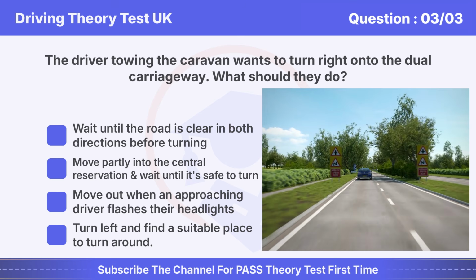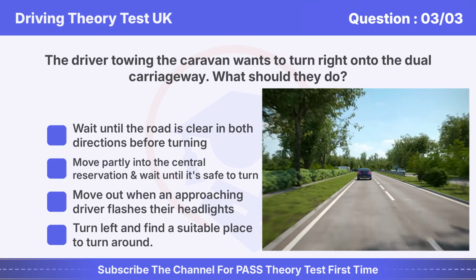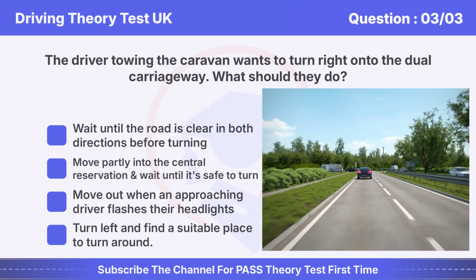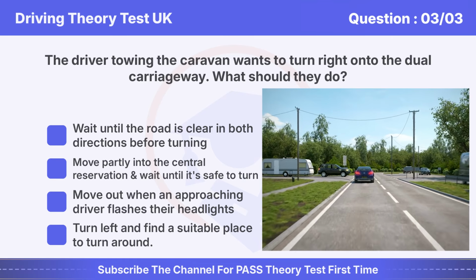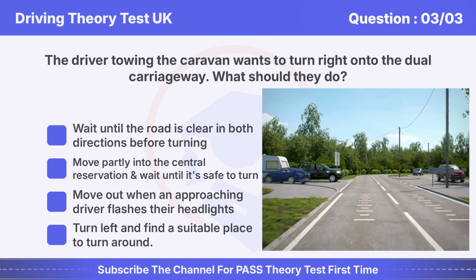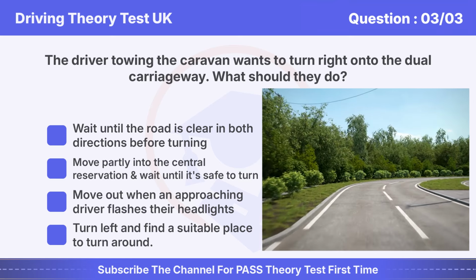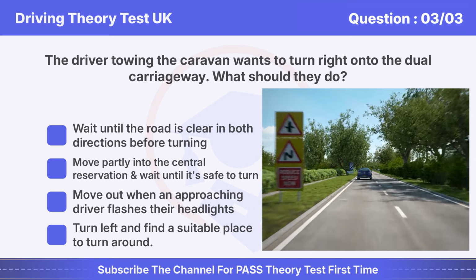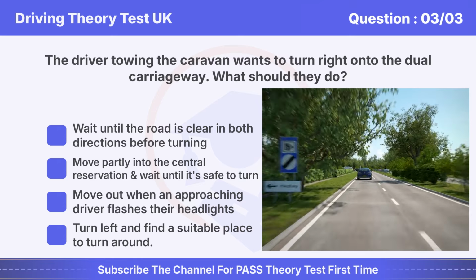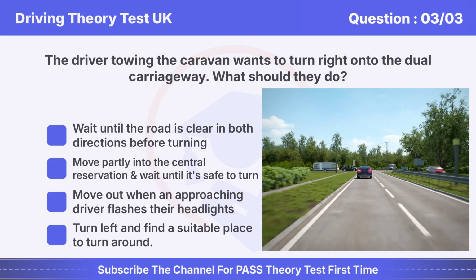Question 3. The driver towing the caravan wants to turn right onto the dual carriageway. What should they do? Option A. Wait until the road is clear in both directions before turning. B. Move partly into the central reservation and wait until it's safe to turn. C. Move out when an approaching driver flashes their headlights. D. Turn left and find a suitable place to turn around.